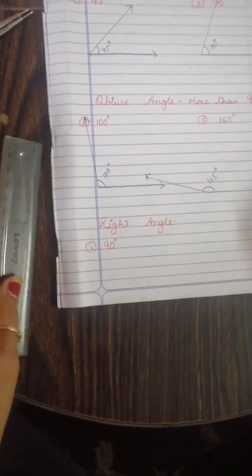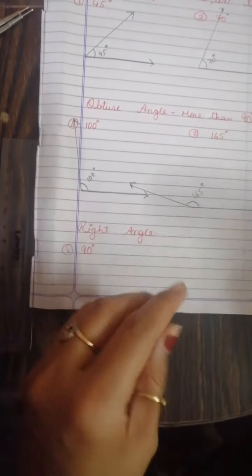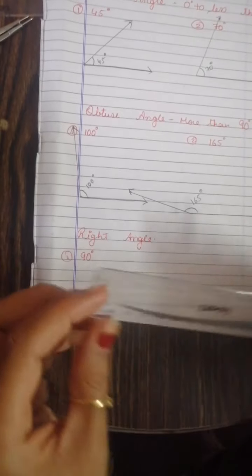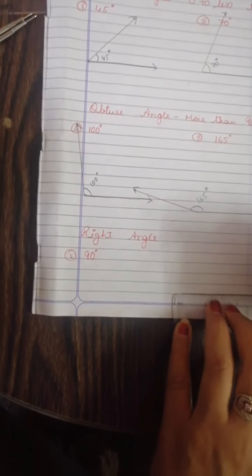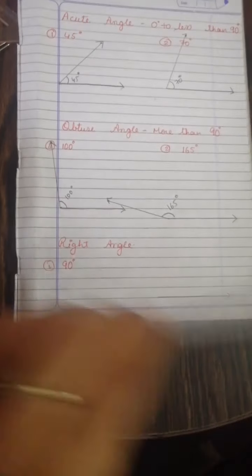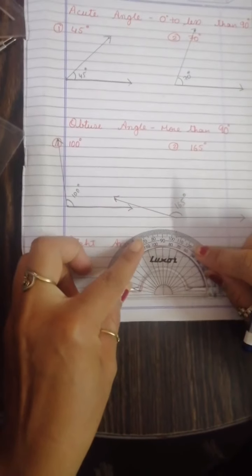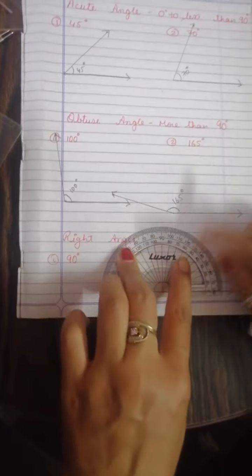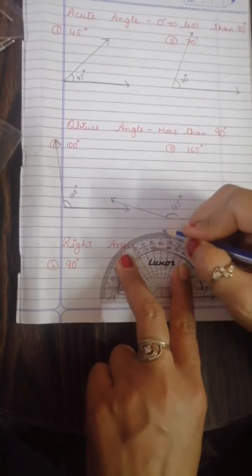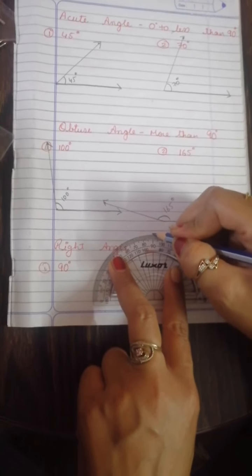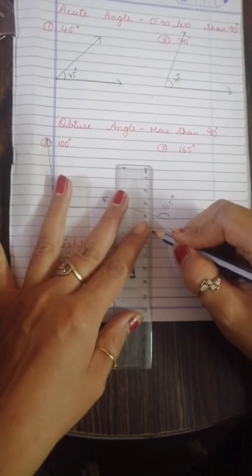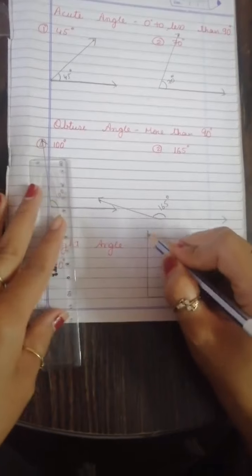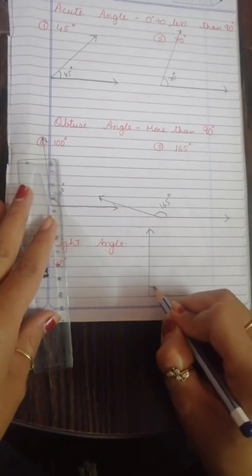Now coming to right angle, we all know right angle is 90 degrees. So it is very easy. We will make a ray again. Use protractor, keep baseline and center point, and here you can see 90 degree. You have to plot a point here. Join the line using a scale, and here you go, you get your 90 degree angle.